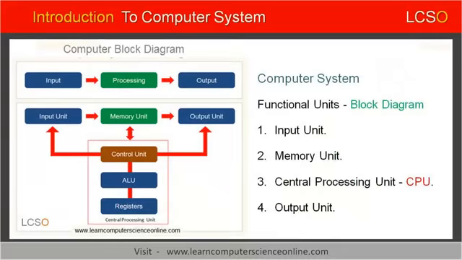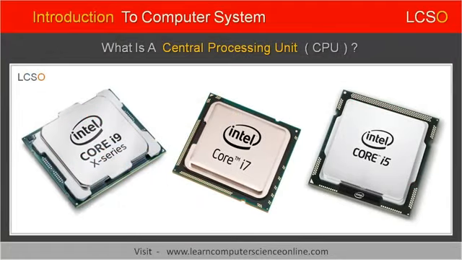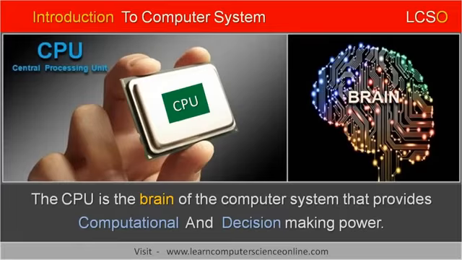The next unit of the computer is called the central processing unit, and it is abbreviated as CPU. The CPU is also commonly referred to as processor or a microprocessor. The CPU is the brain of the computer and provides the processing power to the computer system. The main function of the CPU is to execute the computer program.